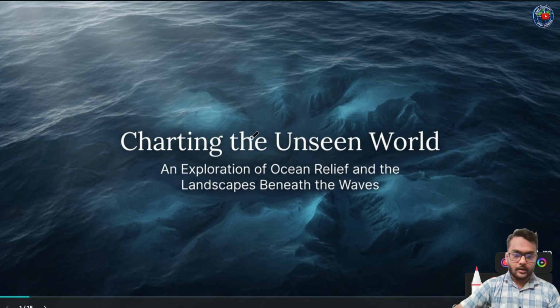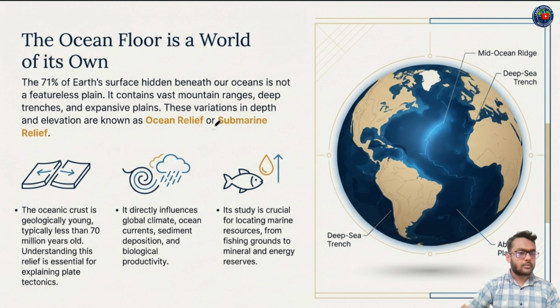Good morning, everyone. In this class, we are going to discuss ocean reliefs and landscapes beneath the waves. The 71% of Earth's surface hidden beneath our oceans is not a featureless plain. It contains vast mountain ranges, deep trenches, and expansive plains. These variations in depth and elevation are known as ocean relief or submarine relief.